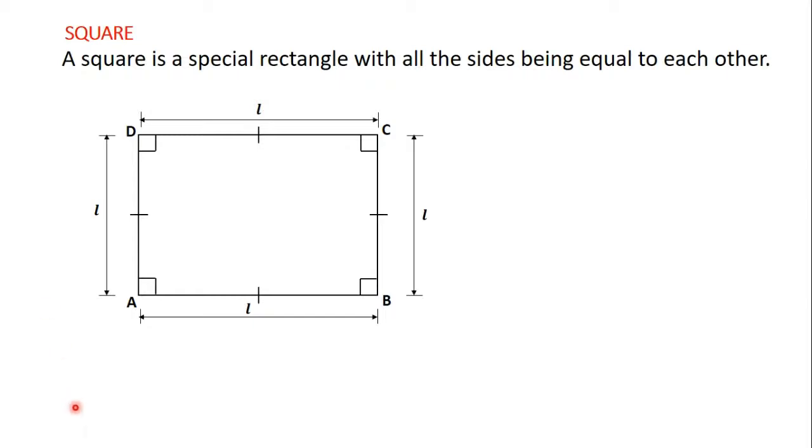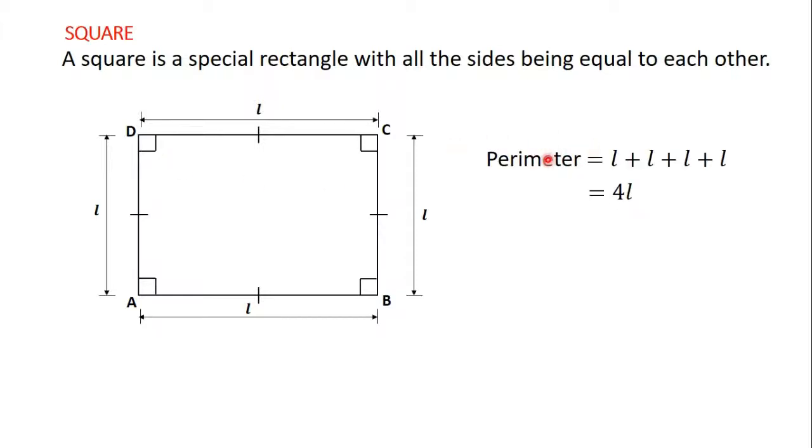So for squares, all the sides are equal to each other. AB in this diagram is equal to DC and is equal to AD and is equal to BC. So all four sides are equal in length, and each of the interior angles is also 90 degrees. The angle formed at A is 90 degrees, the angle formed at B is 90 degrees, the angle formed at C is 90 degrees, and the angle formed at D is also 90 degrees.